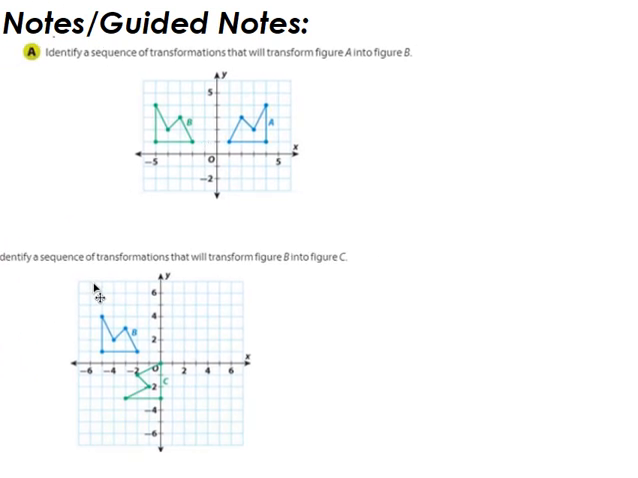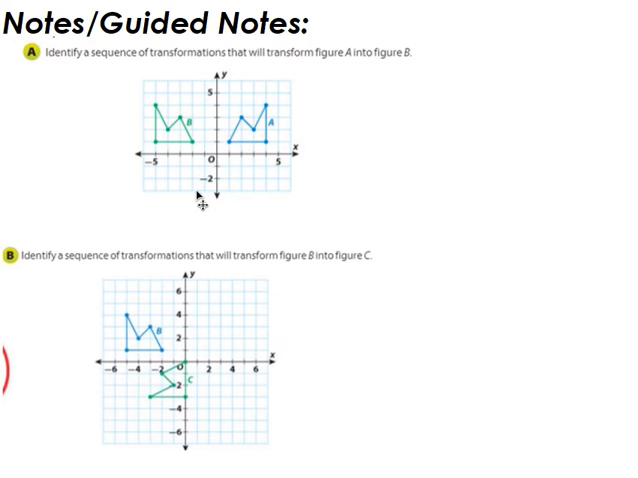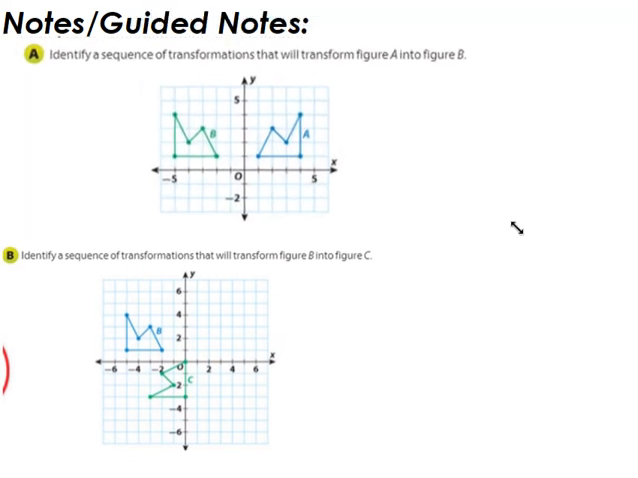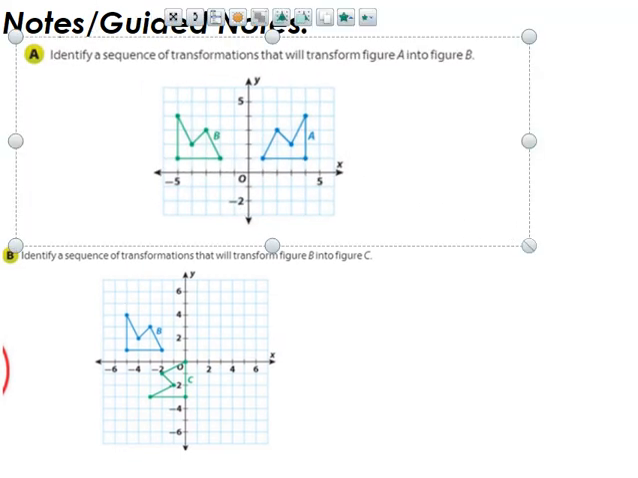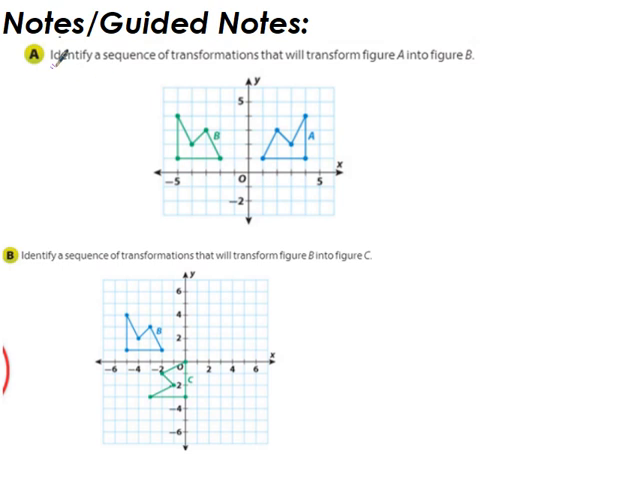Here's what we're going to do. We want to identify a sequence of transformations that will transform A over to B. So we started with A. This is our pre-image, and B is our new image because it tells us to transform figure A into figure B. So this is just identifying how we get from here to here.